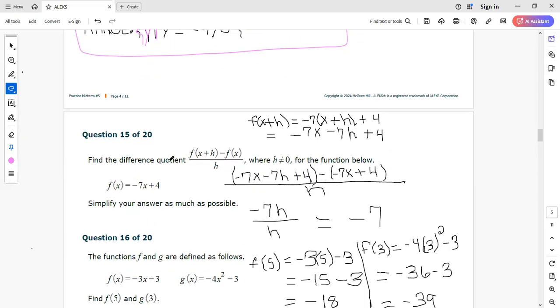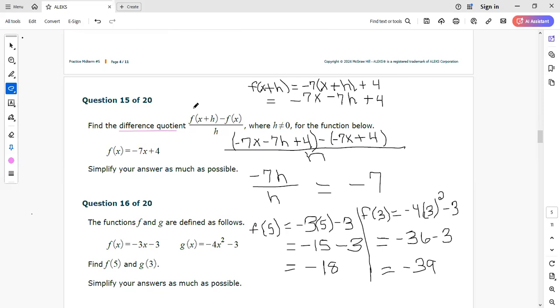For 15, we're using this formula for difference quotient, f of x plus h minus f of x over h, where h cannot be equal to 0 for this given function. So we're given f of x. Already we know what to substitute next to that minus sign. Right here next to our minus sign, we just substituted -7x plus 4. We do, however, need to find f of x plus h, and that's the work we showed here. To change f of x to f of x plus h, everywhere our x was originally, we replace it with x plus h. And that's what we wrote up here.